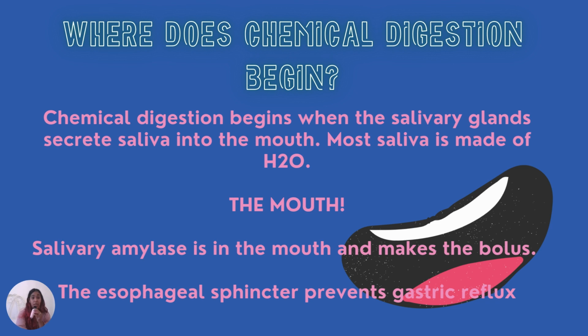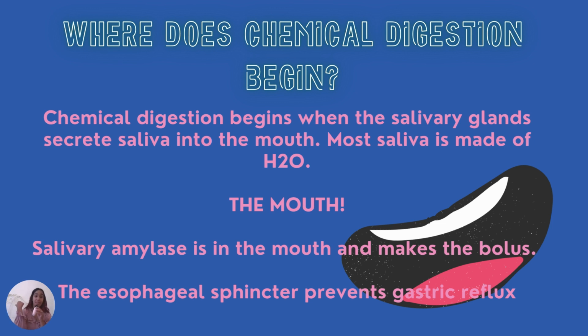Chemical digestion begins in the salivary glands that secrete saliva into the mouth. Most saliva is made of H2O, water, and chemical digestion begins in the mouth. You have that salivary amylase in the mouth, and that makes that bolus. The bolus is just a fancy word for a big ball of food.